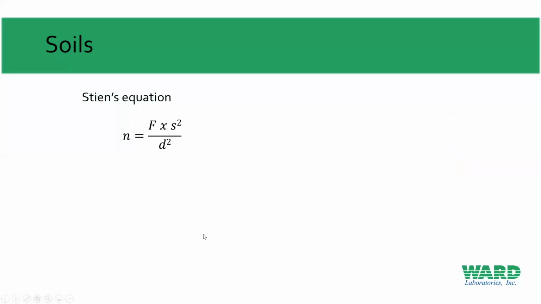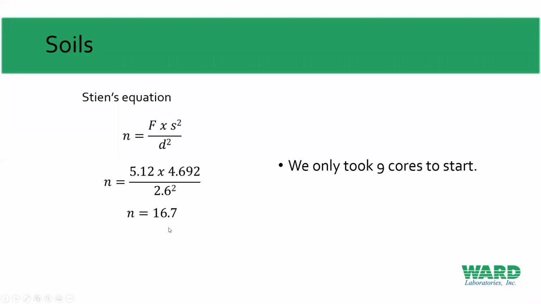We go back in time here to our soils class and go back to Stein's equation. Here, N is going to be our number of cores. F is a degrees of freedom statistic from a stats table. S is going to be the standard deviation that we had, and D is a distance from the mean which we're trying to achieve. So we wind up with, sorry, that's supposed to be a square there, we should have had almost 17 cores taken if we wanted to be more accurate. And we only took 9 to start.